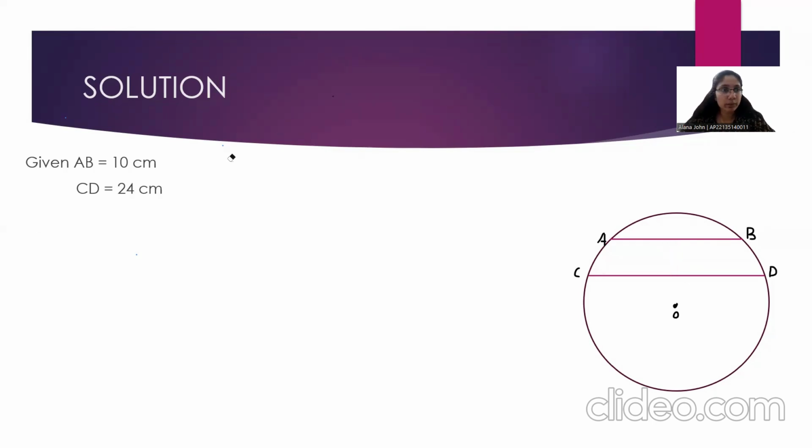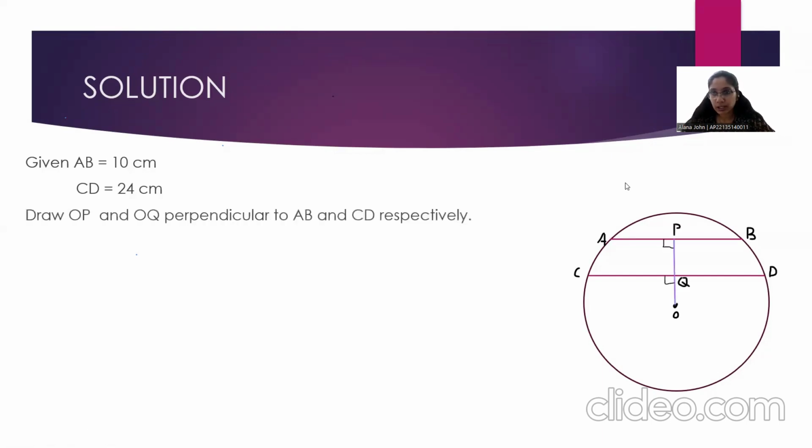Let's draw perpendiculars to each chord. So here are the perpendiculars. I'm drawing the perpendicular OP to the chord AB and the perpendicular OQ to the chord CD. Here, draw OP and OQ perpendicular to the chords AB and CD respectively. So this is our first step. Is that clear?